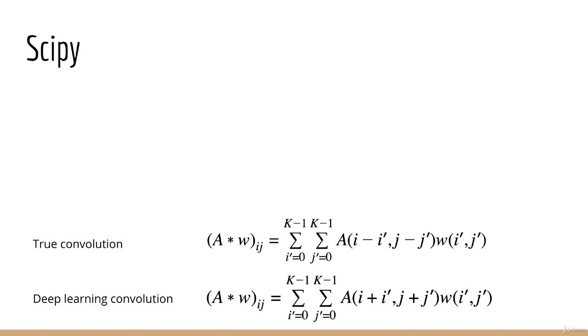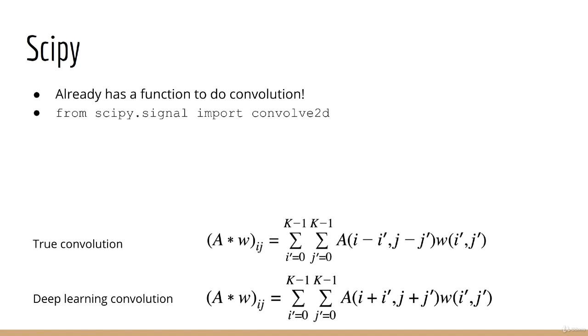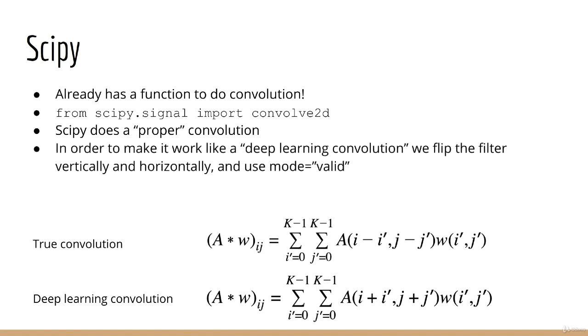In fact, if you use a library like SciPy, you'll notice that it already has a function called convolve2d. The problem is, if you use this function as is, you'll get a totally different answer than we did. And as a side note, you might want to try that yourself to confirm that what I'm saying is true. Now, this is because convolve2d does a proper convolution and not the deep learning version of convolution with plus instead of minus. In order to make SciPy's convolution work the same way, we have to flip the filter both horizontally and vertically and set the mode argument equal to valid.